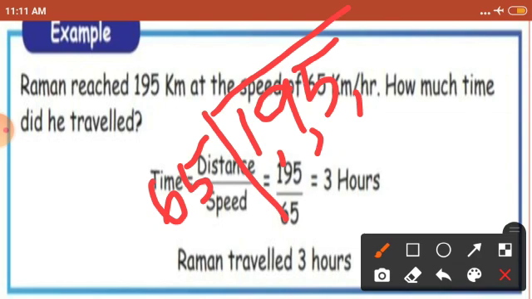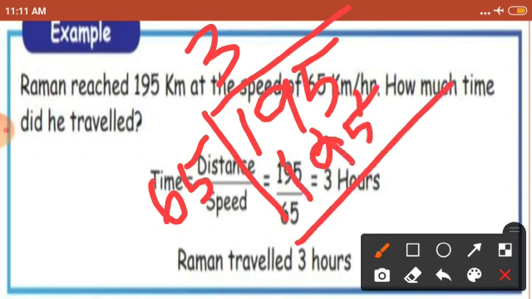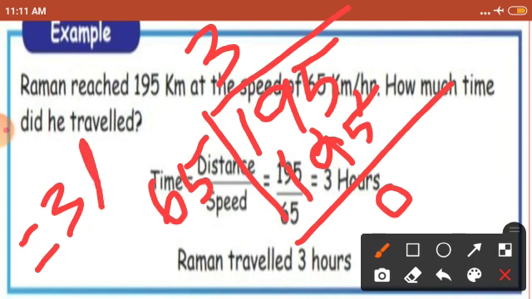Let's see, 65 3s are 195. Subtract both of them, you will get 0. So as the quotient you got 3. And here they are actually asking about the time. So how to write the units? It is hours. So the answer is what? 3 hours. So Raman travelled 3 hours.